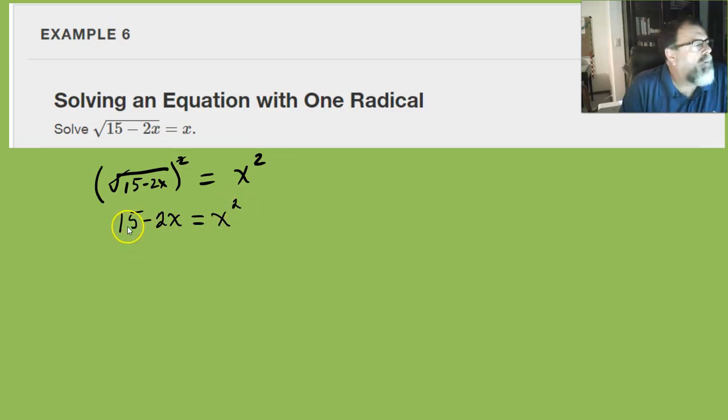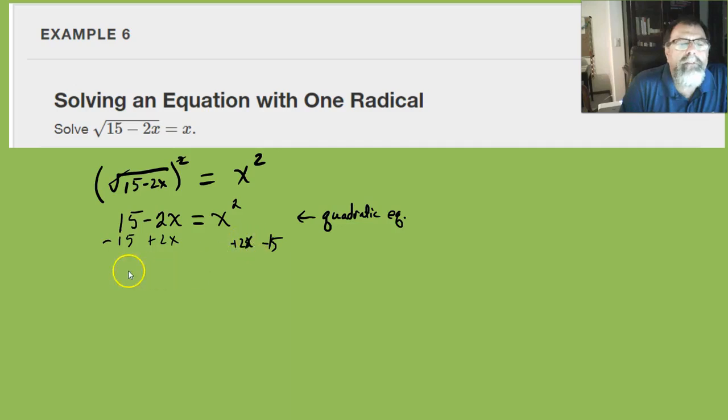Now we're going to solve the remaining equation. I like to say the resulting equation. Notice this is a quadratic equation, and we just practiced that in the last couple of sections. So we want to get this equal to 0. I like to have this x squared positive, so I'm going to subtract 15 and add 2x, add 2x.